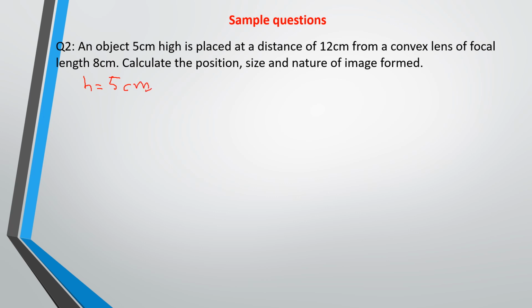We are given an object distance u to be 12 centimeters. We are also given f, which is the focal length. They are giving it to us to be 8 centimeters. Okay, so these are what we are given, and then we are asked to find the position of the image, which is the image distance. We have to find v, which we don't know, and then we also have to find the type of image. Then we also have to find the h, which is the height of the image. So these are what we are asked to find.